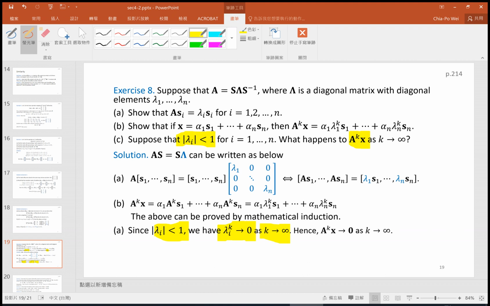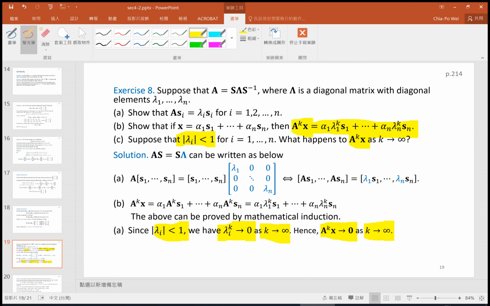Then by case B, we know the kth power of A times x equals the right hand side, and because the kth power of lambda 1 and the kth power of lambda 2 and the kth power of lambda n approach 0 as k approaches infinity. Hence, we know the kth power of A times x approaches the 0 vector when k approaches infinity.